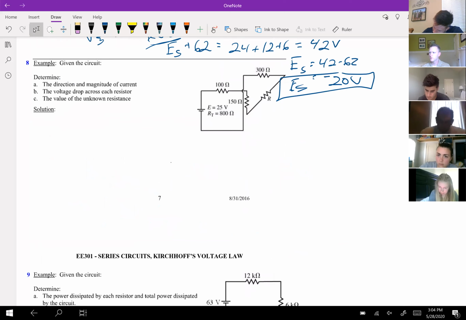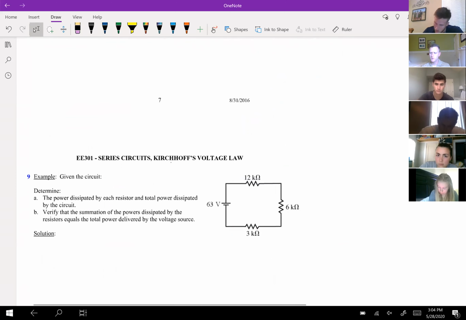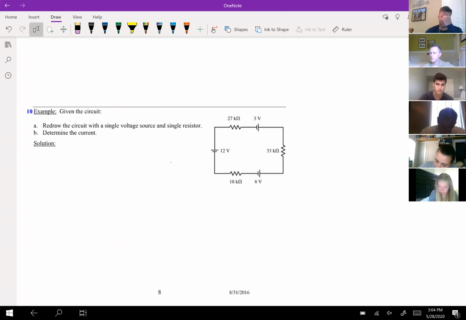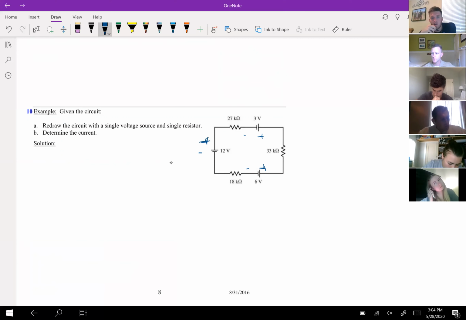Number 10 is right here. This one is actually probably easier than the last one. It's fewer steps. These are just interchangeable. If I just look at these terminals and whether it's opposing or going with it, then I can add up each of those rises, right? Or each of these voltage sources.